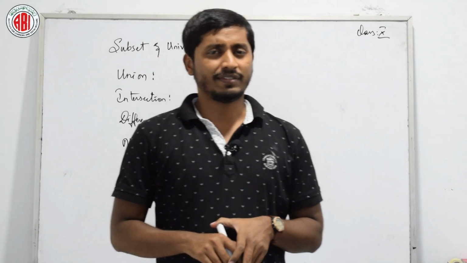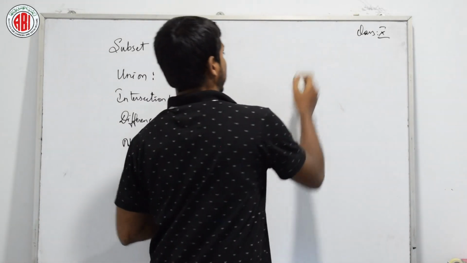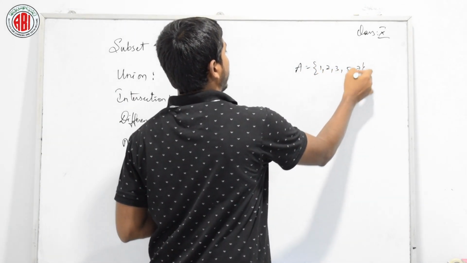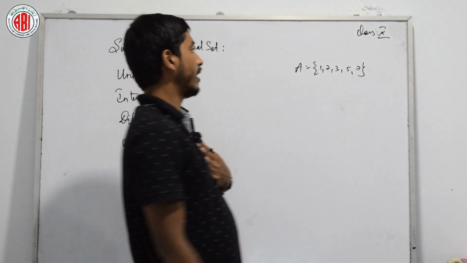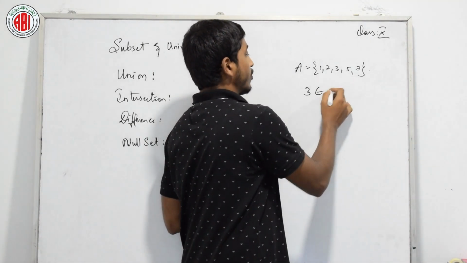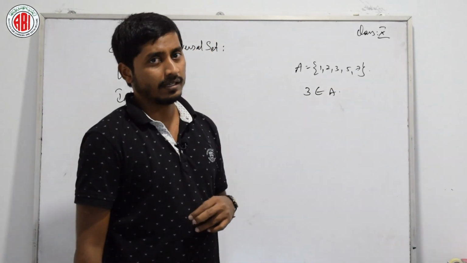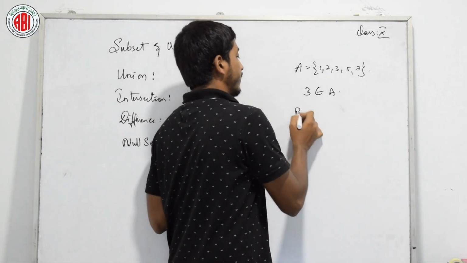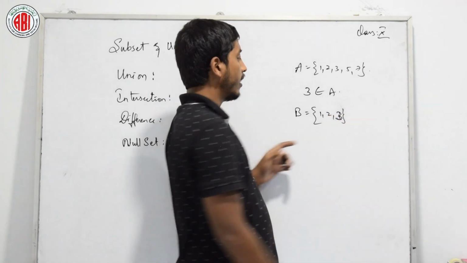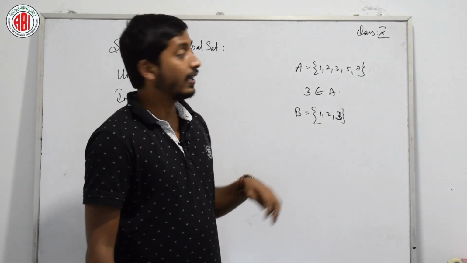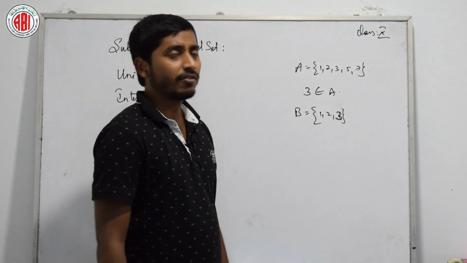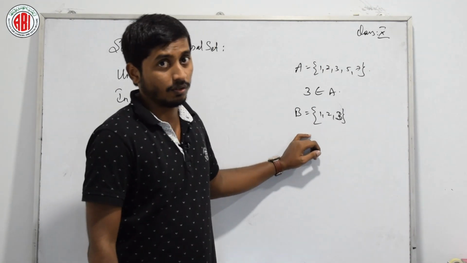We have seen that if A is a set such as 1, 2, 3, 5, 7, and I want to tell that 3 is an element of A, then I will represent it as 3 belongs to set A. Is it clear? Then what if there is some set such as 1, 2, 3, and I want to tell that this set is a part of this set? What do I have to write? Hope you can understand.